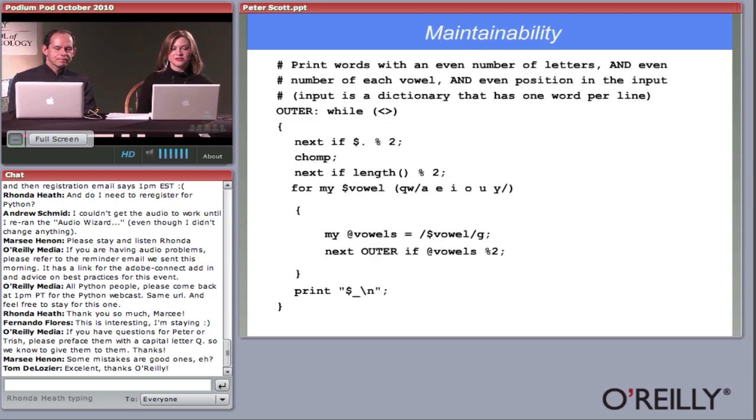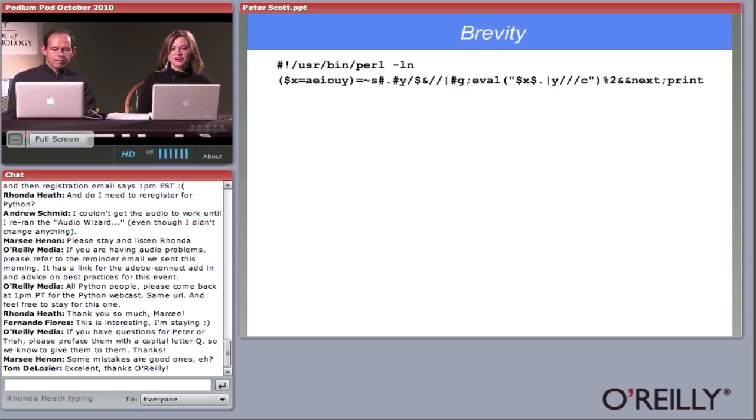Now, brevity, what would be the point of brevity if it's not faster and it's not more readable? There's something called Perl golf contests, which no one gets paid for, but have an enormous amount of fun, where we take a problem and see how few characters you can solve it in.